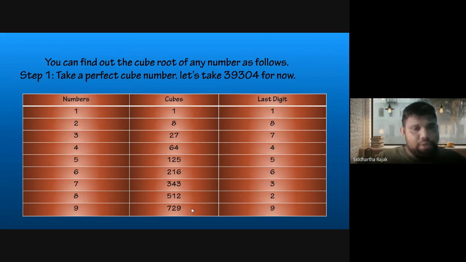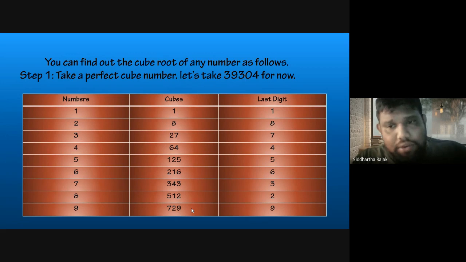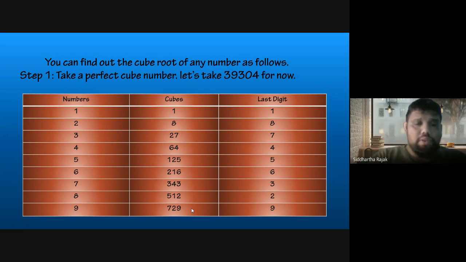1 cube will give you 1, which is the last digit. 2 cube will give you 8, which is again the only digit that ends with 8. 3 cube is 27, so it ends with 7. 4 cube is 64, 4 ends with 4, right? So likewise, there are no other numbers which contradict the last digit rule. So if you have a number which ends with 1, you are going to write down the last digit as 1, because there is no other option. Whenever you cube a number that ends with 9, you are going to get a last digit which will be 9.